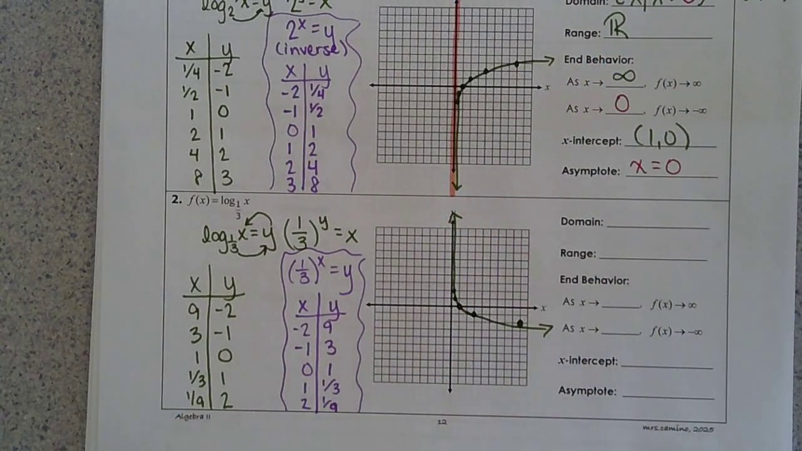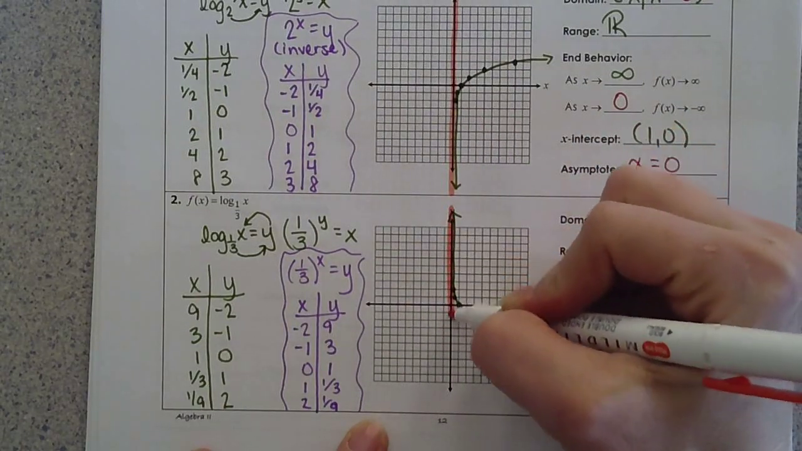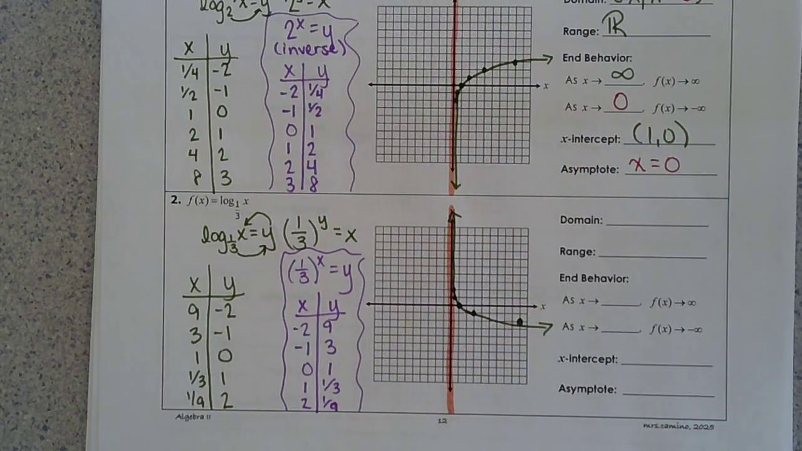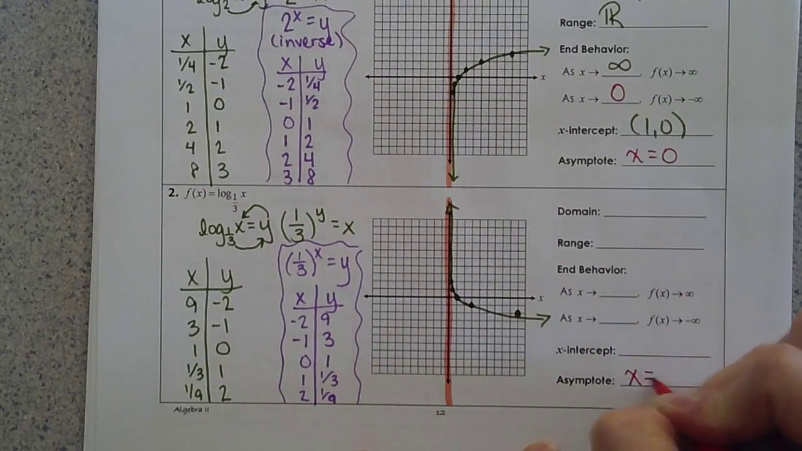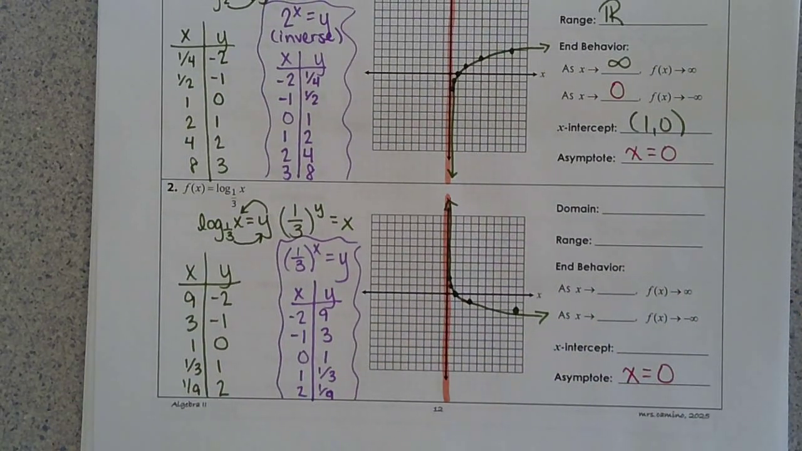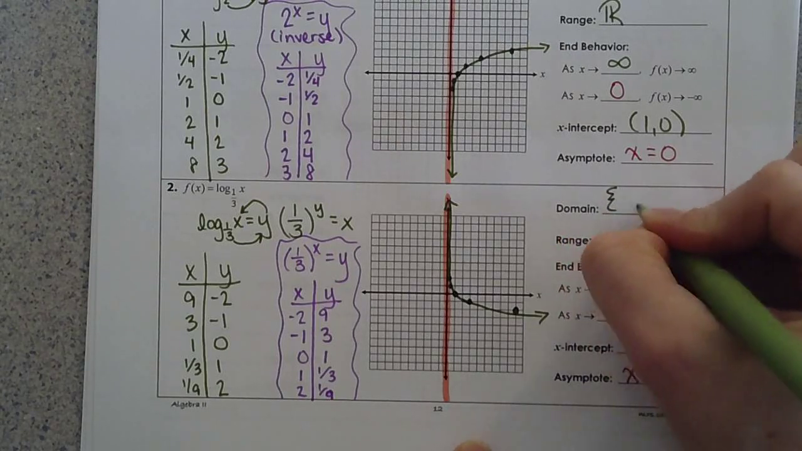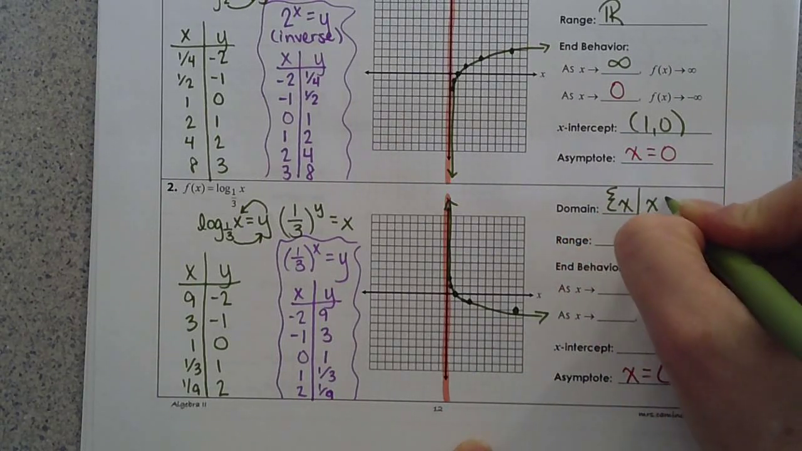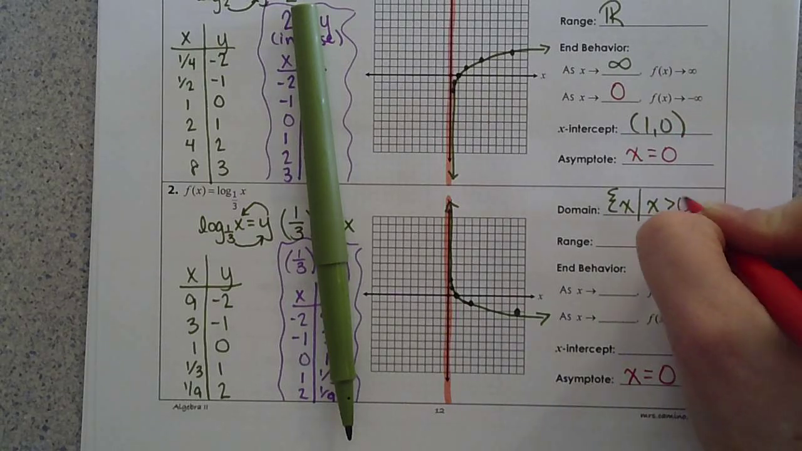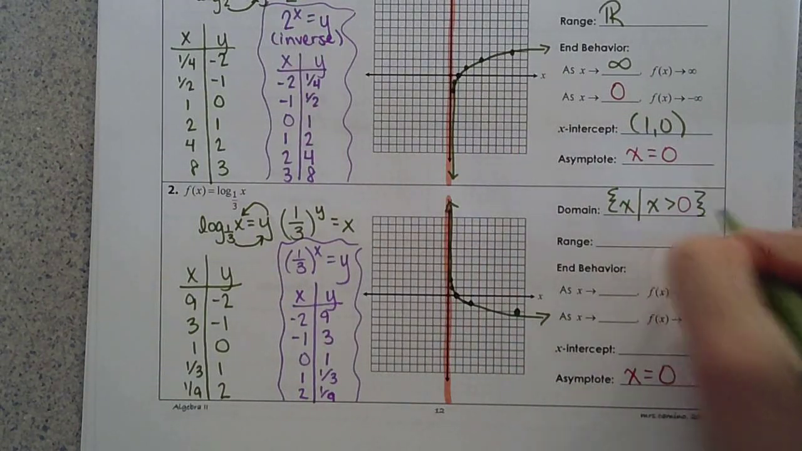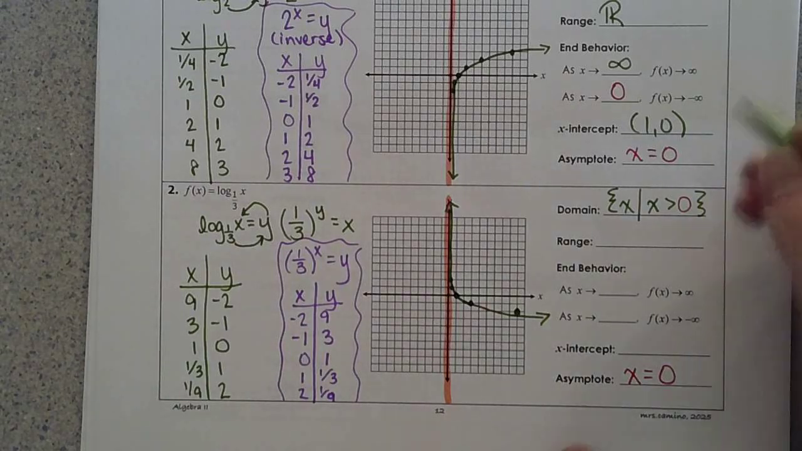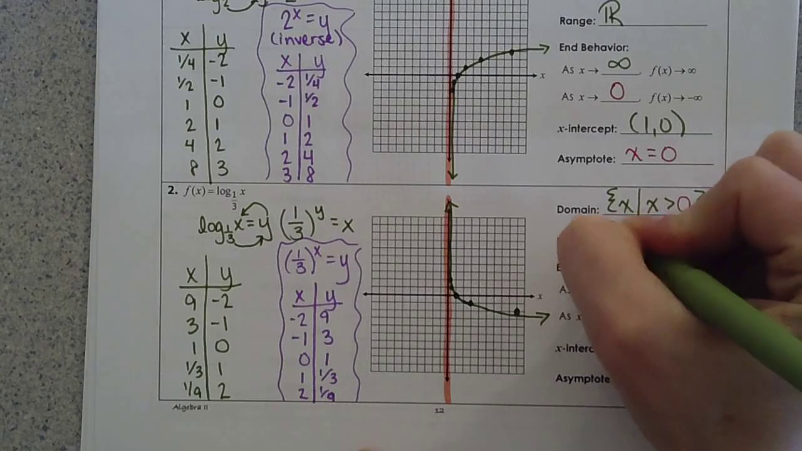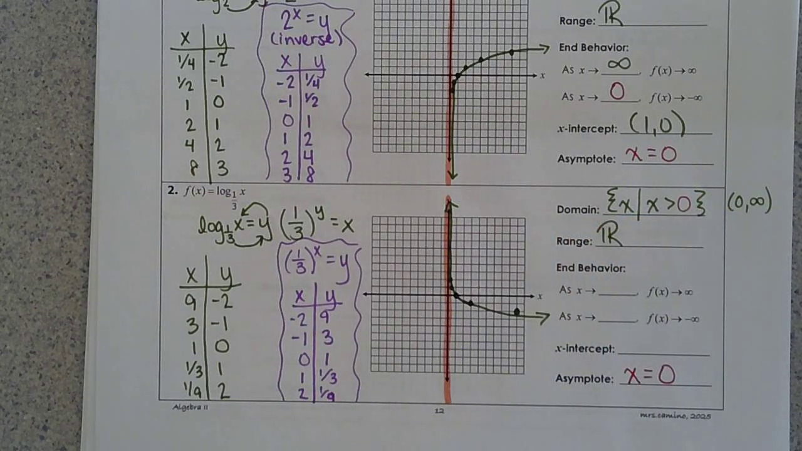All right, so I'm going to identify my asymptote. It's right here on the axis at x = 0. And that's going to affect my domain and one of my end behaviors. So domain: x such that x is everything greater than 0, or 0 to infinity for my x values. Range is all real numbers. Okay, it goes up, it goes down.